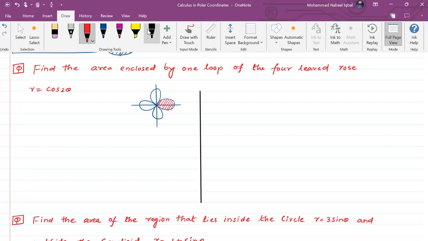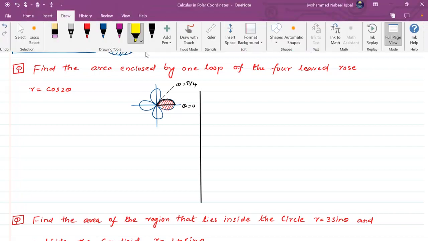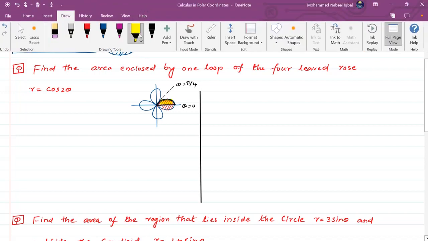For the full curve, theta goes from 0 to 2 pi. For the first leaf, it is 0 to pi over 4. Since it is symmetric about the x-axis, I will calculate only this upper part and multiply by 2. Due to the symmetry, we will get the one loop.